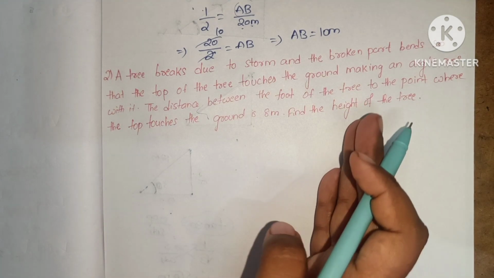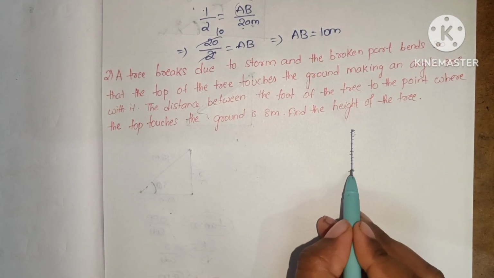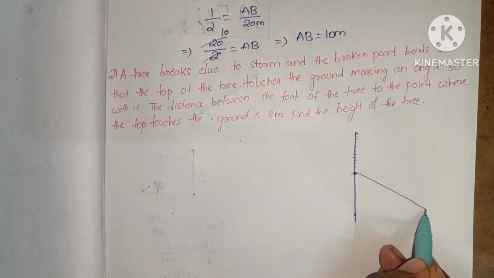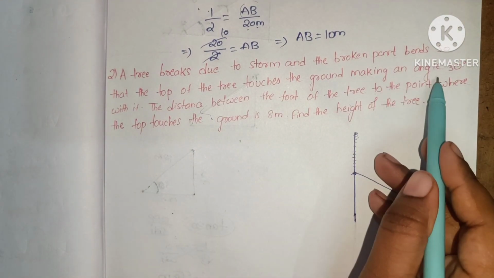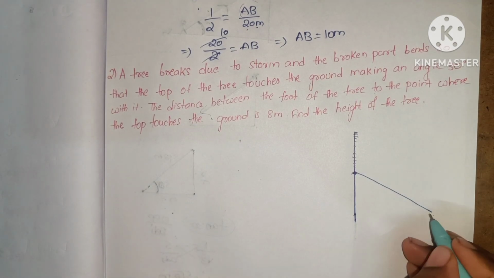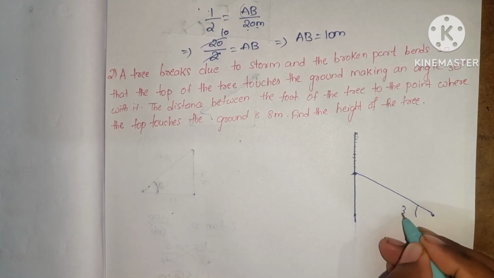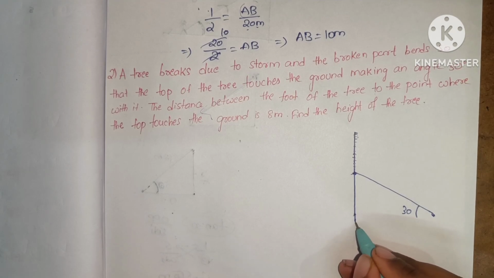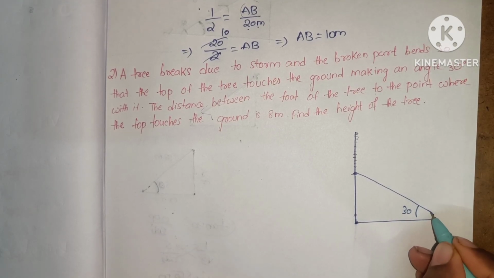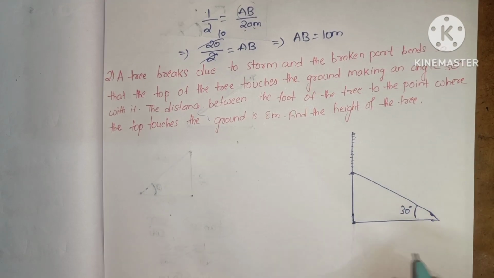And after breaking down, what happened? It will bend. This tree will bend here. So, when the tree touches the ground, it makes an angle. How much? 30 degrees. Now you have to join this foot of the tree to the ground, because it makes an angle of 30 degrees here.